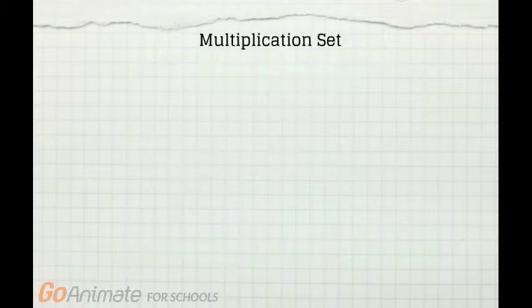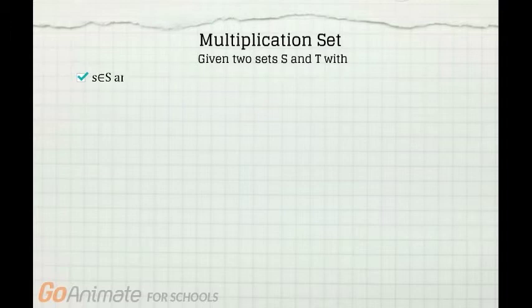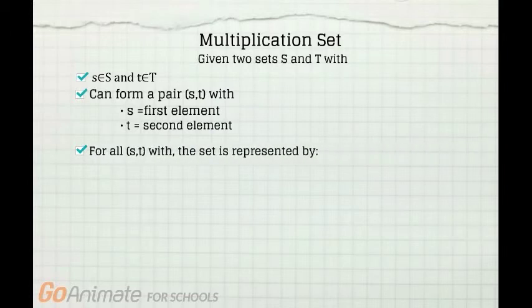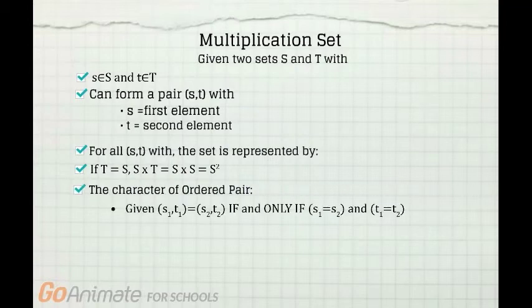Now we are going to explain what is the multiplication of sets. Given two sets, S and T, where s is an element of S, and t is an element of T, then we can form an ordered pair (s, t), with s as the first element, and t as the second. If T equals S, then the multiplication set S times T equals S times S, which is S squared. The ordered pair has the property that two ordered pairs are equal if and only if their first elements are equal and their second elements are equal.